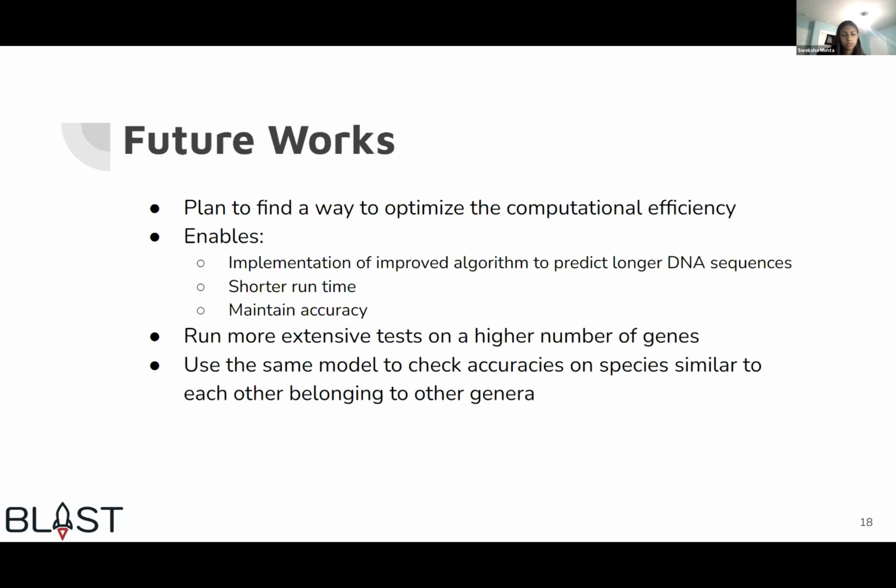In future works, we plan to find a way to optimize the computational efficiency. This way, we can not only make use of our improved algorithm to predict DNA base pair values with high efficiency, but also do it in a computationally less intensive way. We also plan to run extensive tests on a higher number of genes and use the same model to check accuracies on species similar to each other that belong to other genera.